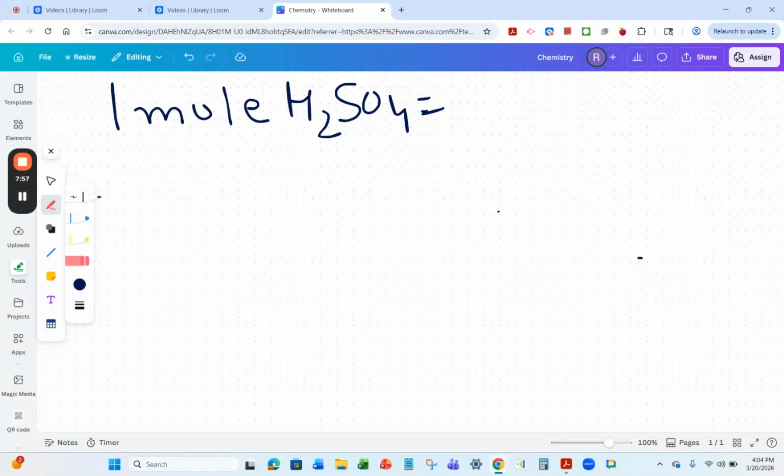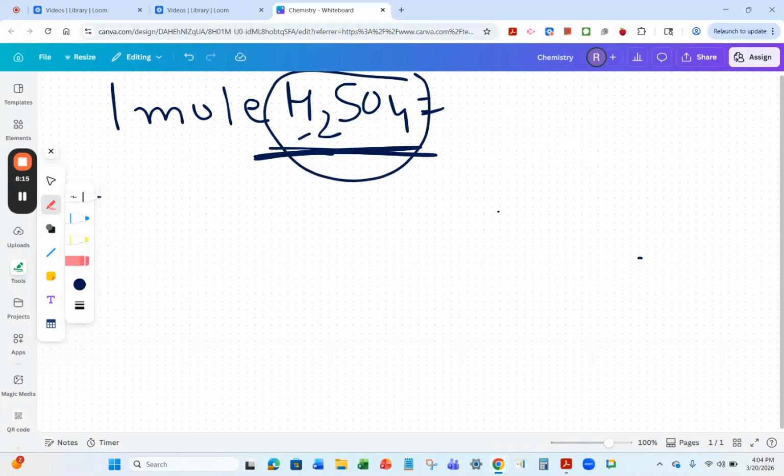1 mole in terms of number is 6.02 times 10 to the power 23 molecules of H2SO4, and 1 mole is equal to 98 grams of H2SO4. It's the standard molar mass. But what else can you write? This is 1 mole in front of this whole formula. What do you have inside the formula? You have 2 H, you have 1 S, you have 4 O.